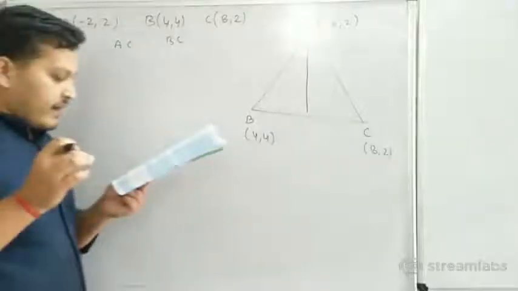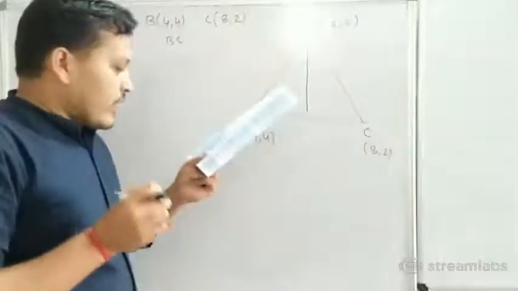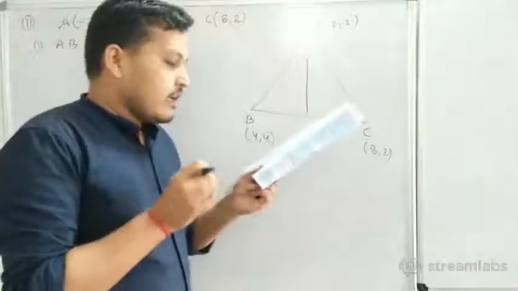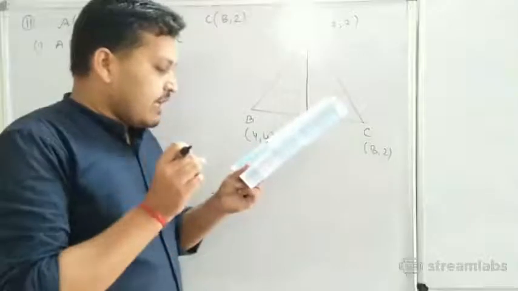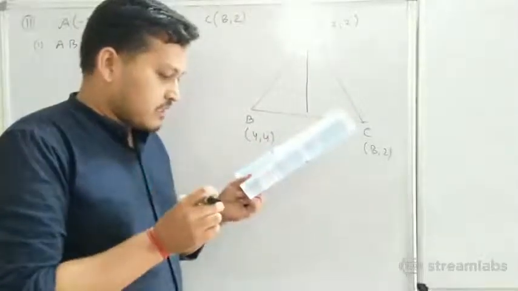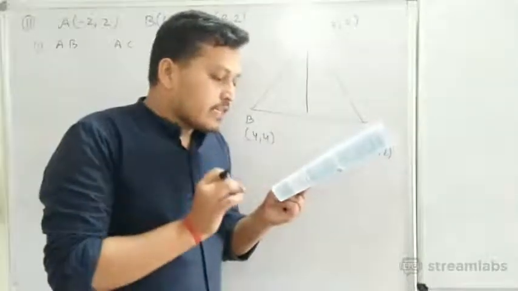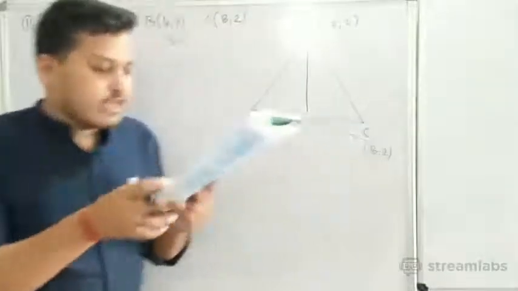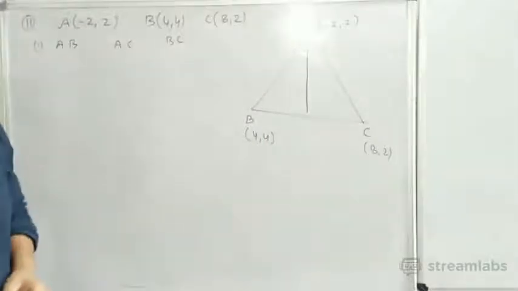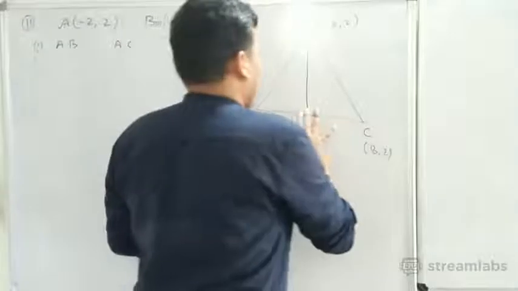Question number 10, I am repeating this question. Question number 11. The vertices of the triangle are A (-2, 2), B and C. Find the length of the medians to the sides AB, BC and AC.